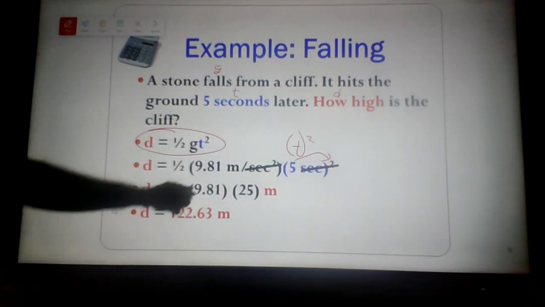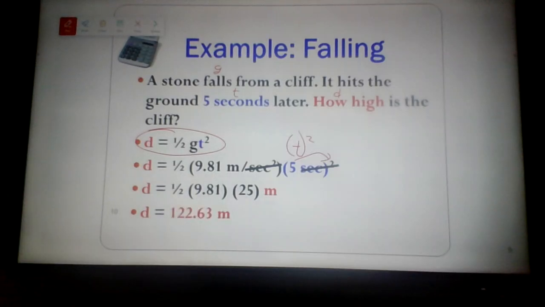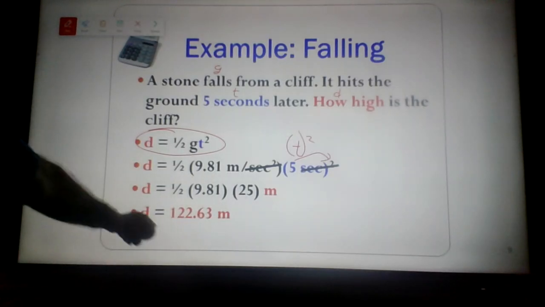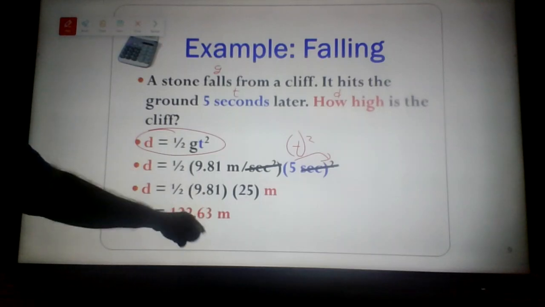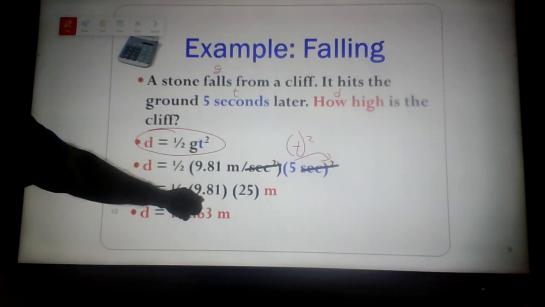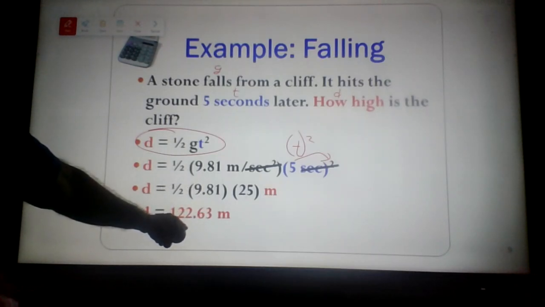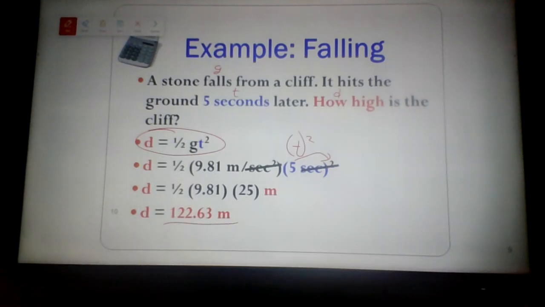Estimate first. 10 times 25 is 250. Half of 250 is 125, so we need an answer very close to 125. Multiplying by a tiny bit less than 10, we need a tiny bit less than 125, which we have right there. We will do more practice problems. Ready?